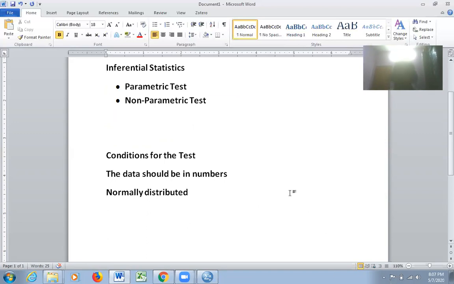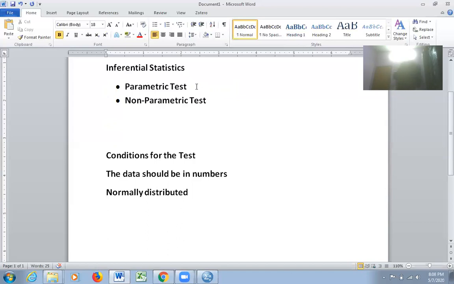When your data is not in numbers, that means you have collected either ordinal data or nominal data, you can go for a non-parametric test. Or the data you have collected is in numerical form, but it is not normally distributed, then also you have to go for a non-parametric test.